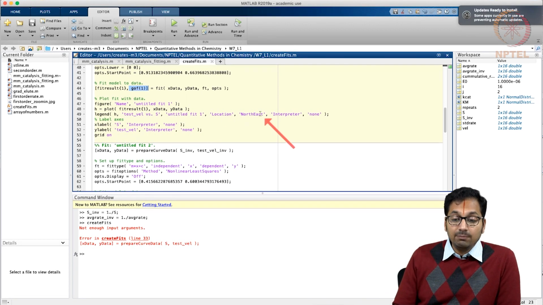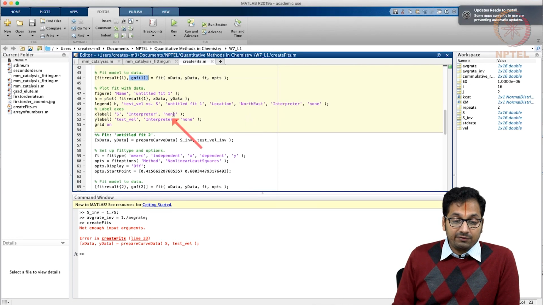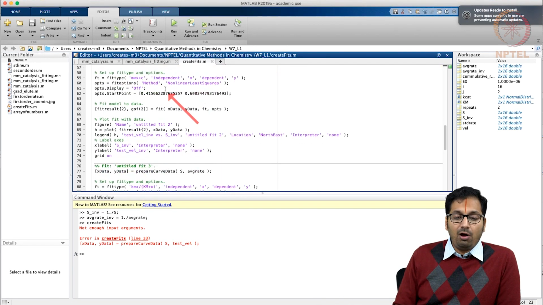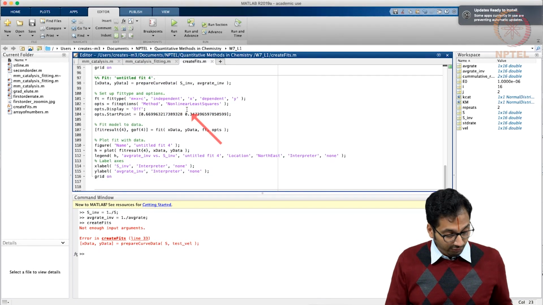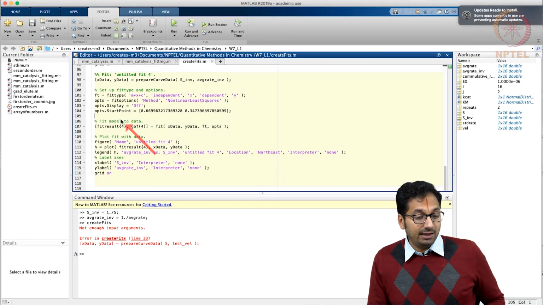And where should the legend be kept? So basically it's kept in the northeast top right corner of this. And what is the x label, what is the y label, whether to keep the grid on, and how to prepare the curve. So all these comes up. Oh, it actually generated the fit for all the 4 fits. So since we have 4 fits here, it ended up creating the script for all of them.